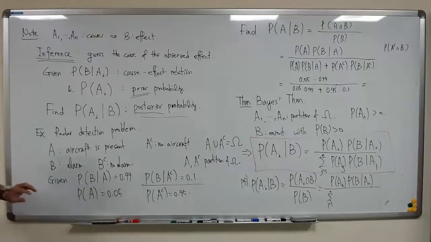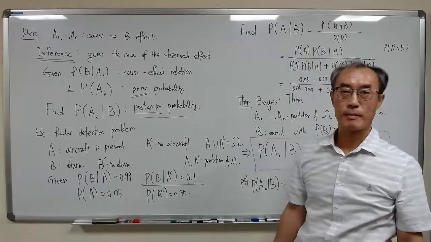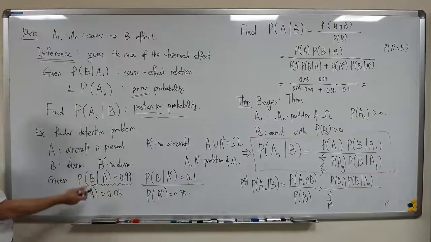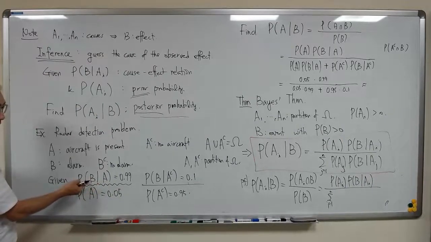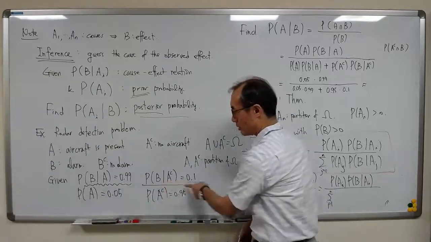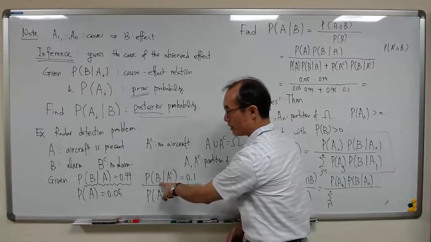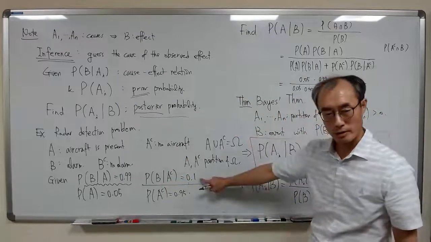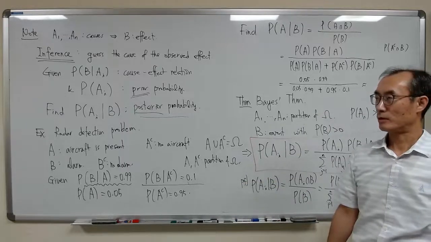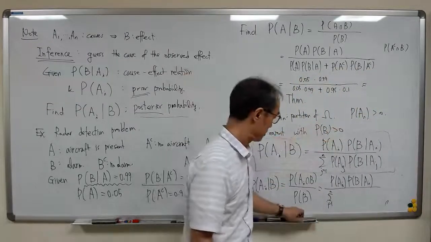Can you guess from these numbers what the posterior probability is that an enemy aircraft is present? This is a pretty accurate detection facility. If an enemy aircraft comes in, the probability of alarm is 99%. However, there's a pretty good probability of false alarm. Although there's no aircraft, the radar facility may generate the alarm with a probability of 0.1. That's a pretty large number. So, can you guess, how do you feel?